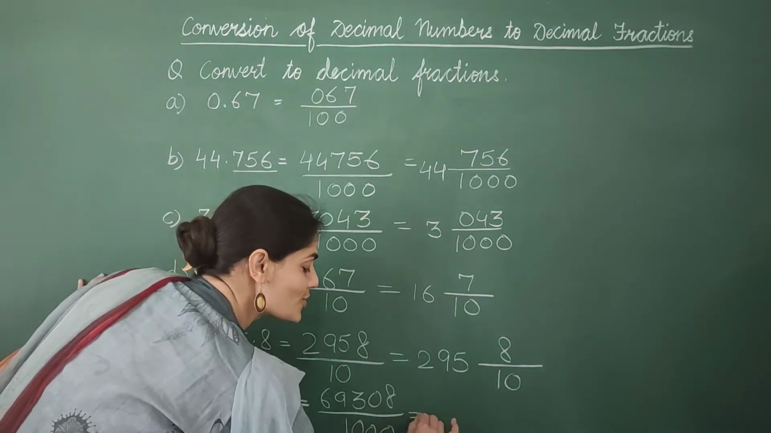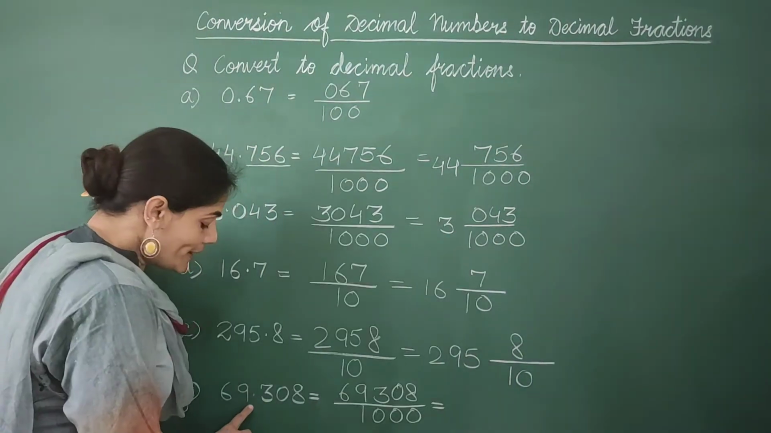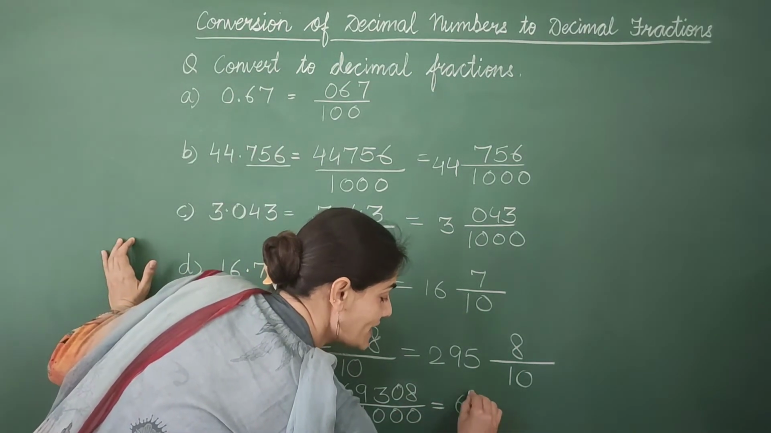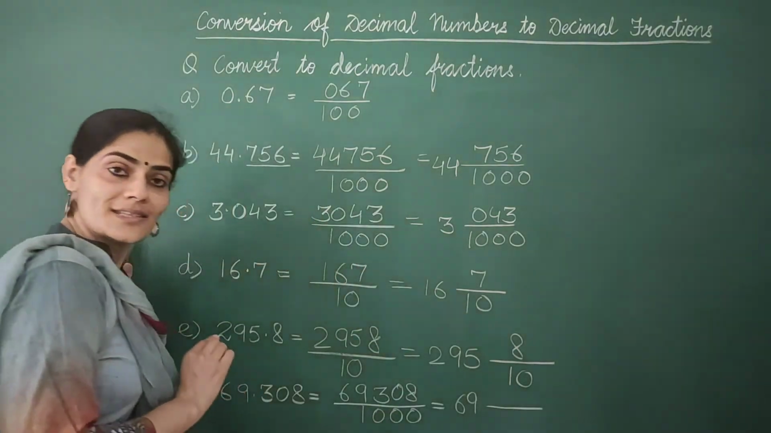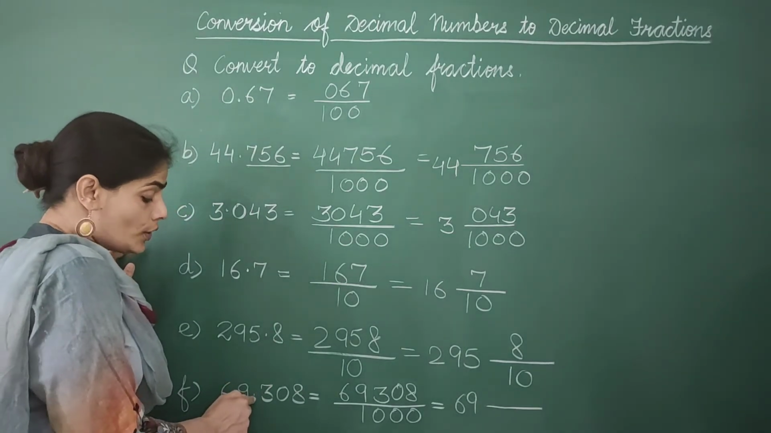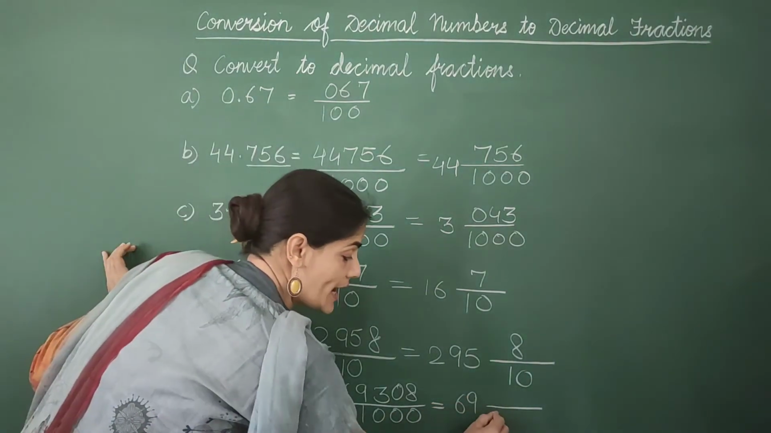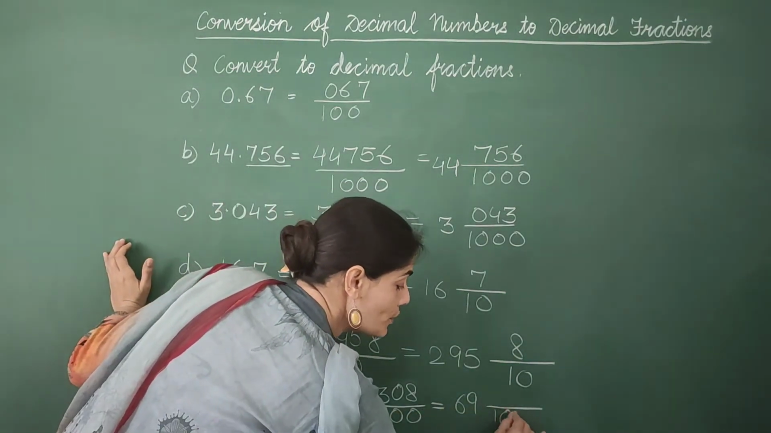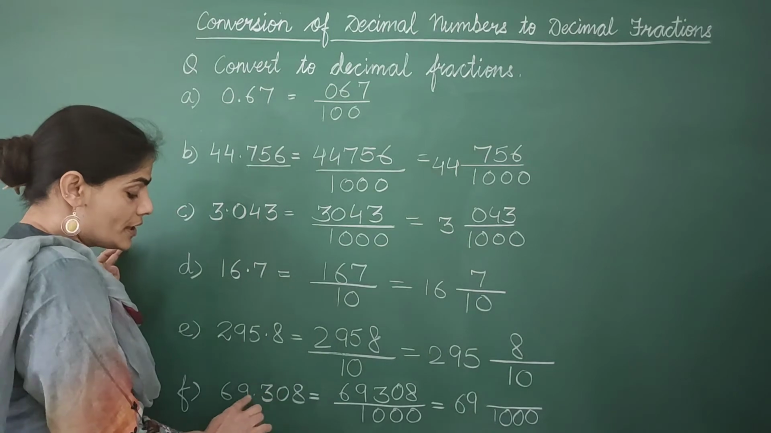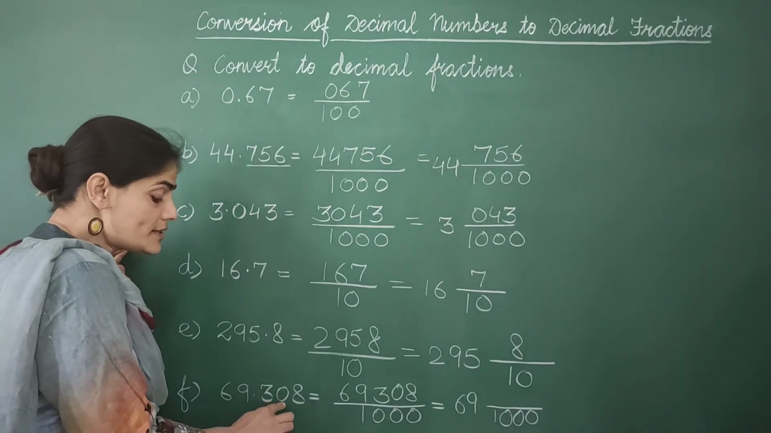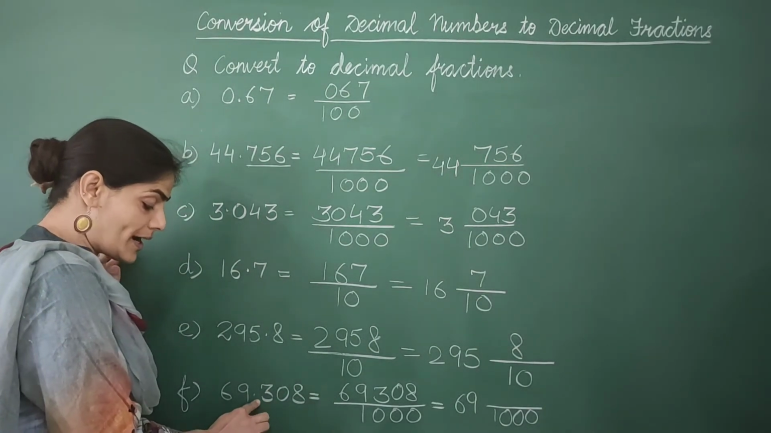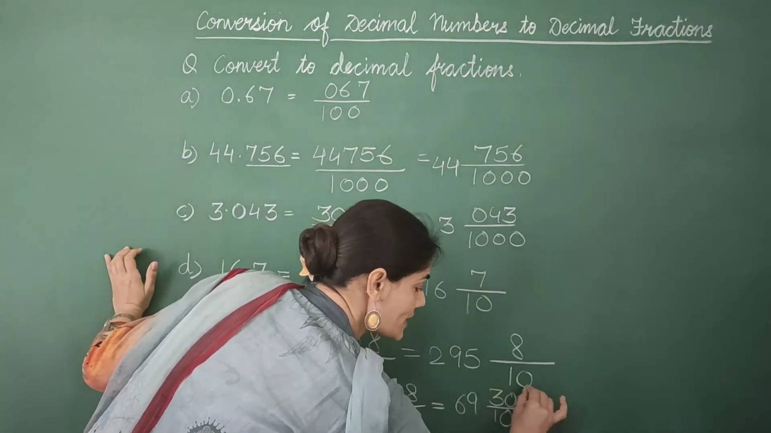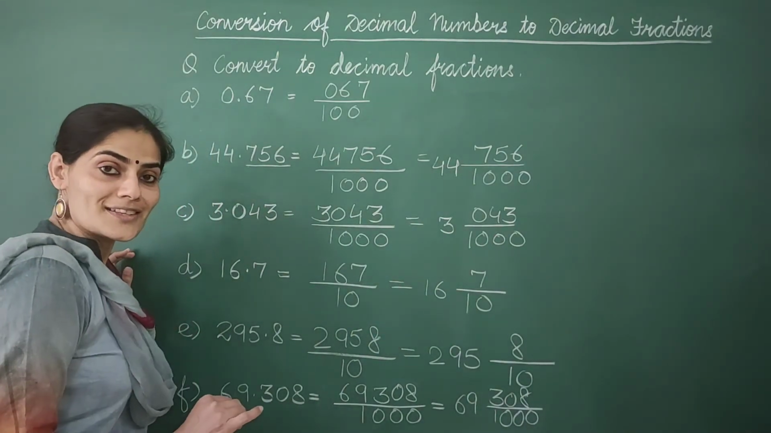Now let's move to the last part, everybody. In the whole number part, we have 69. I write 69 here in front of this division bar. Now, for this decimal point, I write 1. And for the 3 decimal places, I put these 3 zeros. Now, what are we left with? 308 in the decimal part. Now, forget about the decimal and write these digits as it is. So, this is our answer.